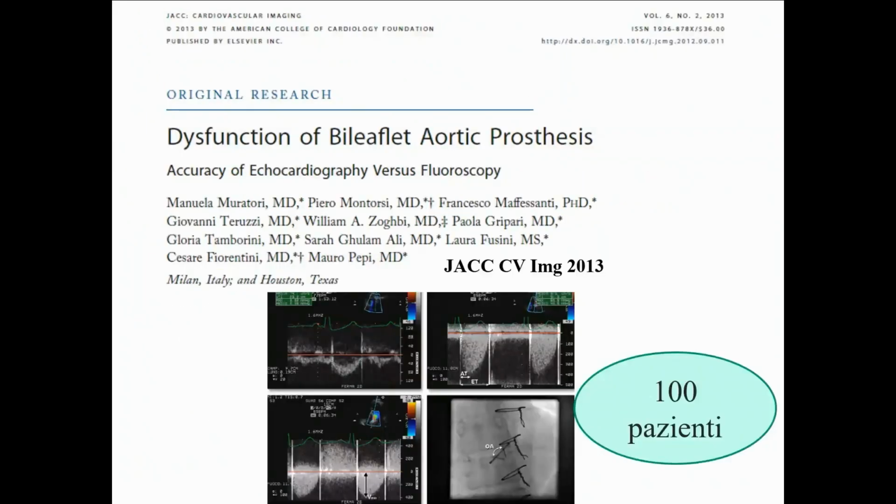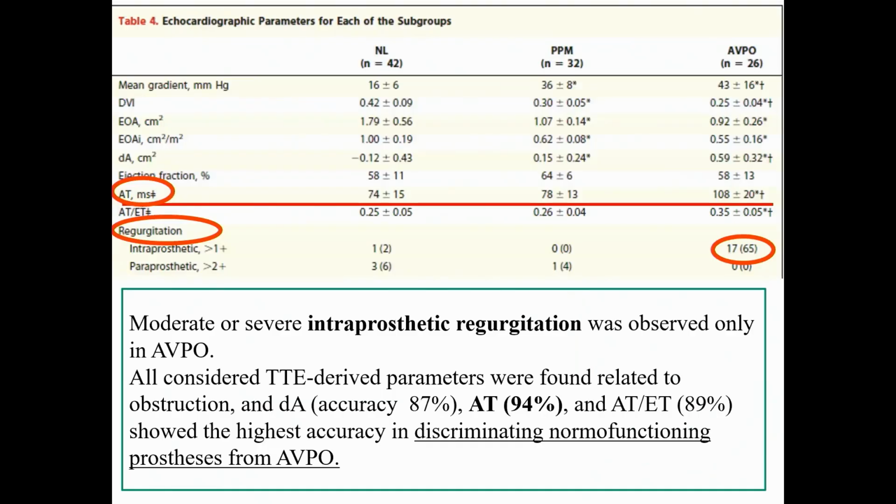Two years later, we also reevaluated the 100 cases, and in this new paper, you may observe that in normal cases, we have a 74 acceleration time, in the mismatch, 78, and only in the prosthetic valve obstruction, we have a value of acceleration time that was over 100. Moreover, moderate to severe intraprosthetic regurgitation was observed only in true obstruction.